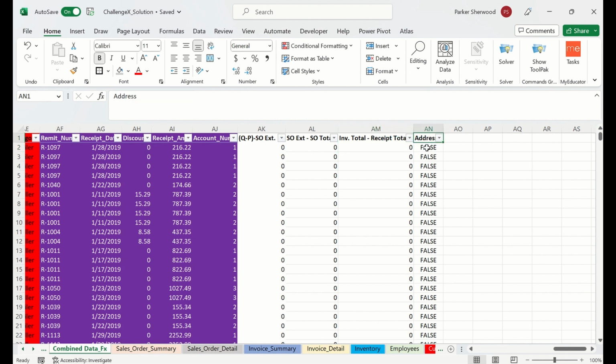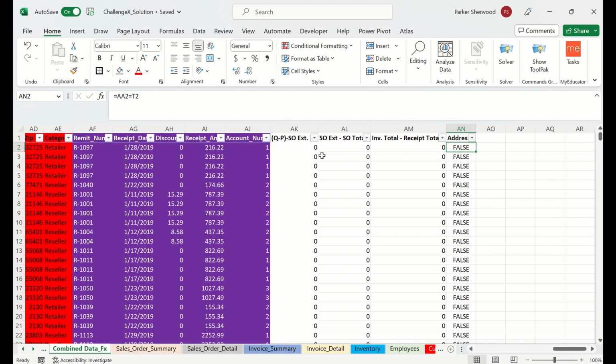This final one is called address, and it simply compares the customer's address to the address of the salesperson. And that would be an issue if they were the same, because that may be related party transactions, or perhaps salespeople aren't very creative but are creating fake customers to falsify sales to. So that's the combined data sheet.